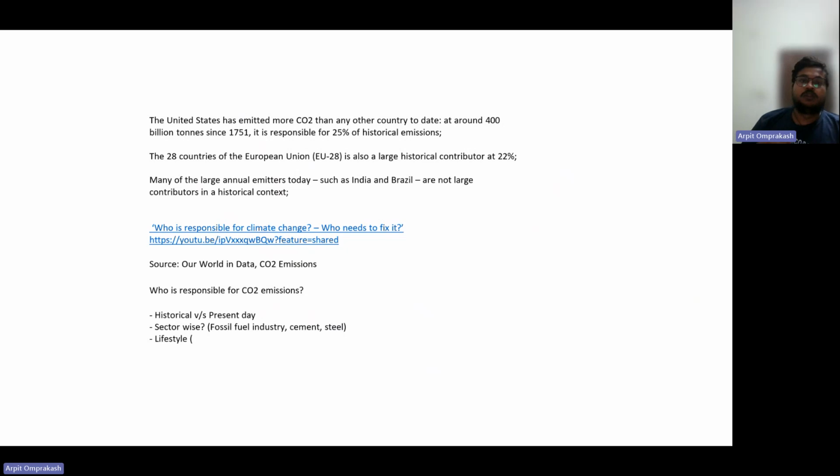So the United States has emitted more carbon dioxide than any other country to date, at around 400 billion tons since 1751. It is responsible for 25% of historical emissions. The 28 countries of the European Union, EU28, also have a large historical contribution at 22%. Many of the large annual emitters today, such as India, Brazil, and China, are not such large contributors in historical context. Right.